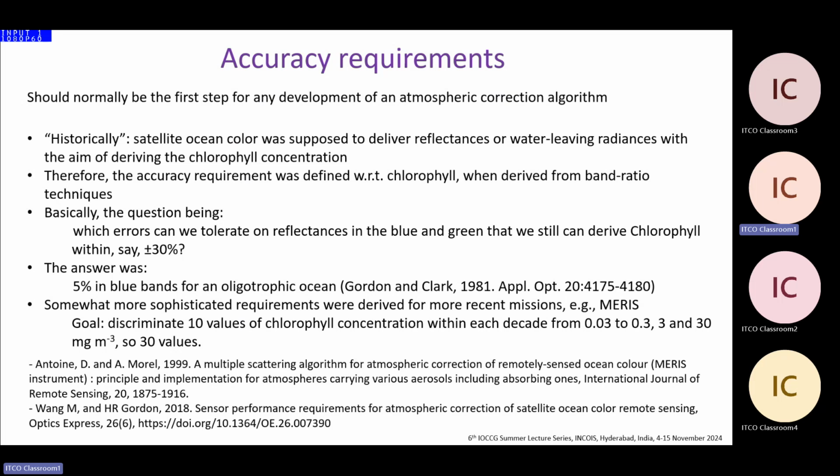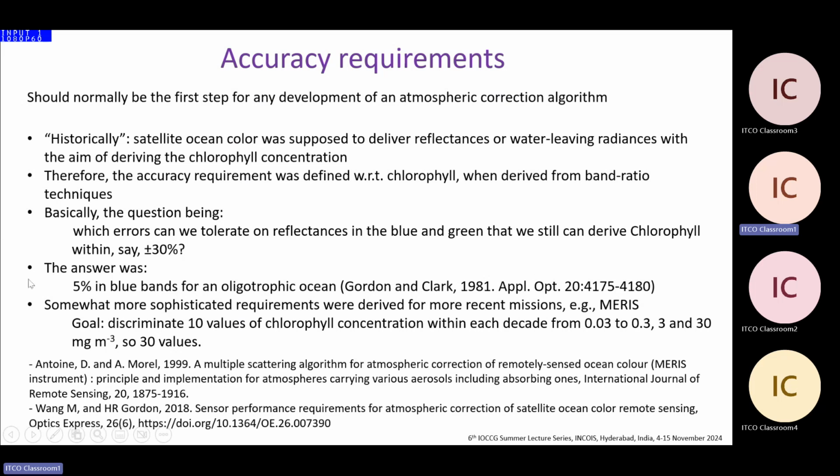In the blue and the green, we can derive chlorophyll within, say, plus or minus 30%. It's a bit unclear where this plus or minus 30% came from at the time, but that's basically the accuracy that was expected from in situ measurement as well. Fluorometric determination of chlorophyll in situ was around that. So I guess people thought, at least if we can do as good as we do with in situ measurement, that will be an achievement.